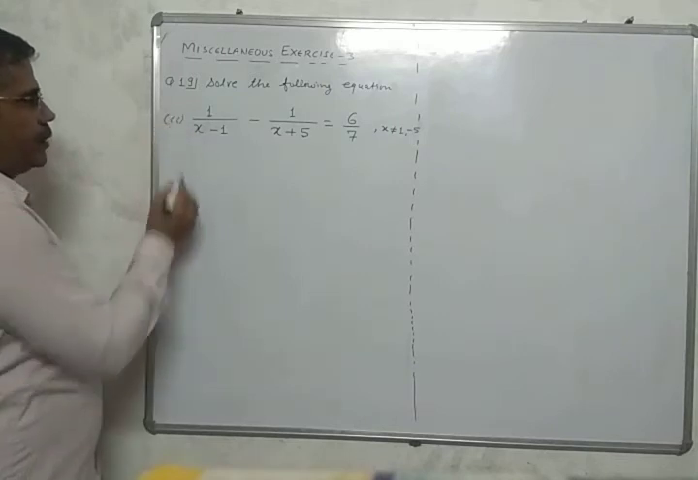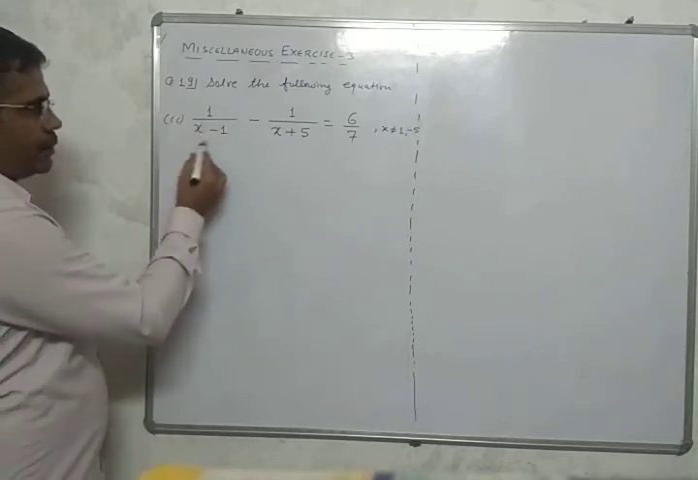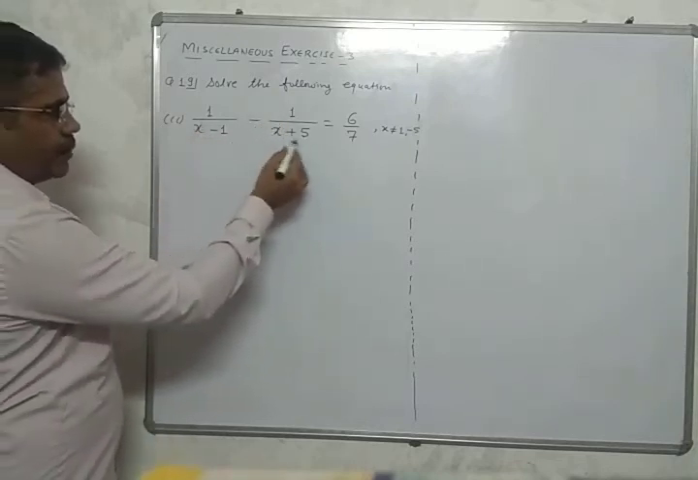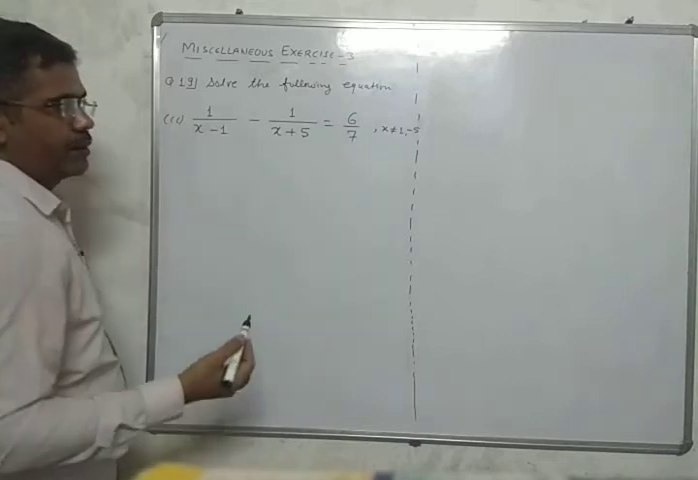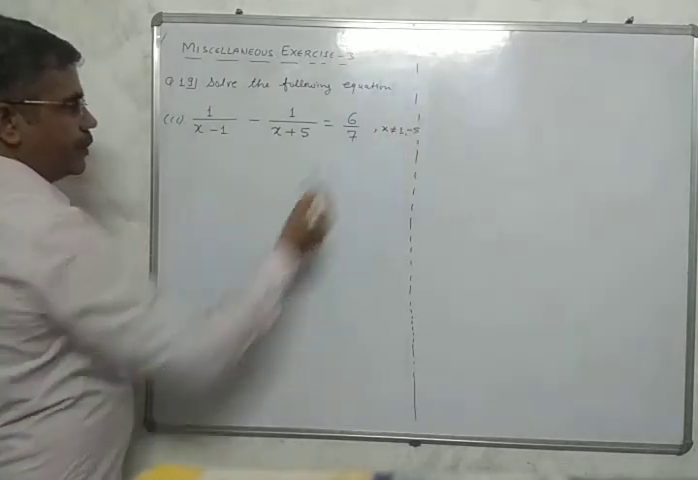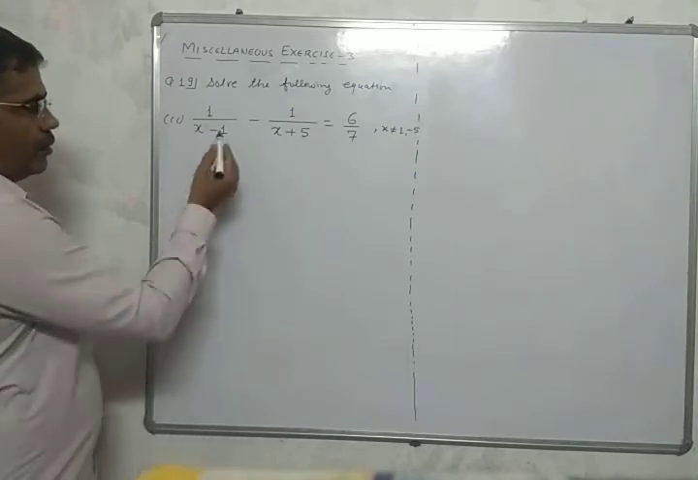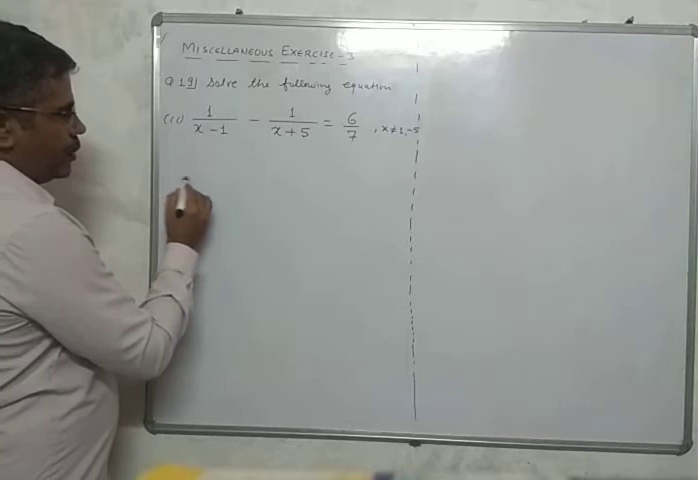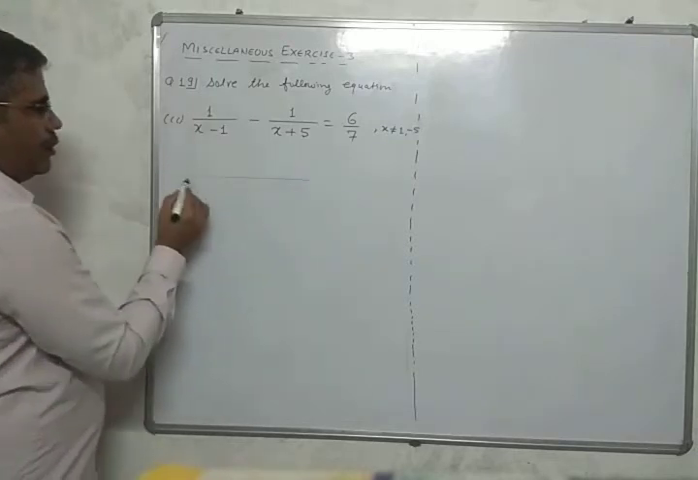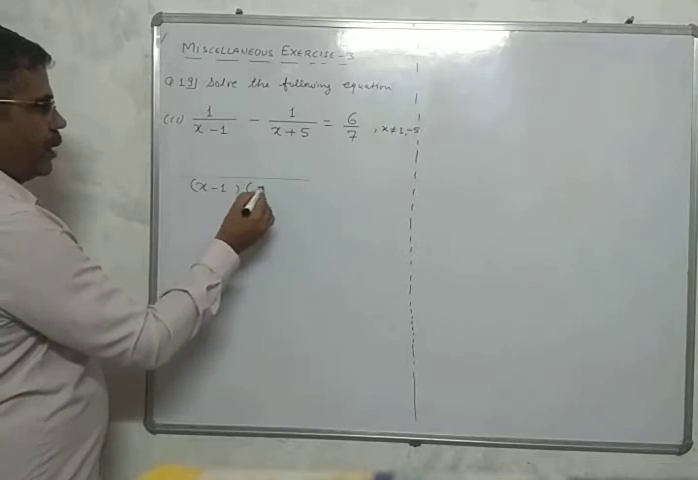Question 19, second part. 1 upon x minus 1 minus 1 upon x plus 5 equals to 6 upon 7. We do not use x equals to 1 and x equals to minus 5 here. We first take LCM. LCM is x minus 1 into x plus 5.